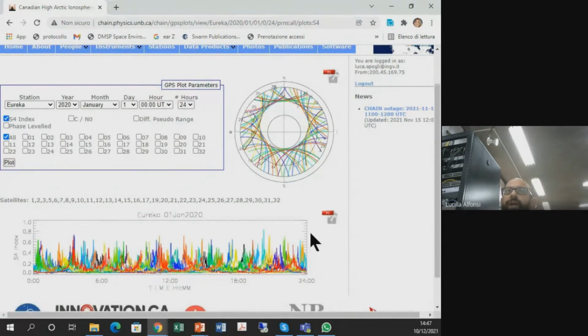Here on the CHAIN website, you also have data from some ionosondes. They are not the ionosondes from Massachusetts, but CADI ionosondes. Again, very old-fashioned ionosondes, but very useful data. So you can try to get ionosonde data from CHAIN too.